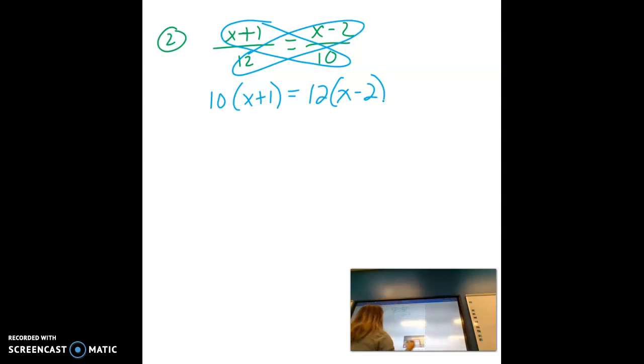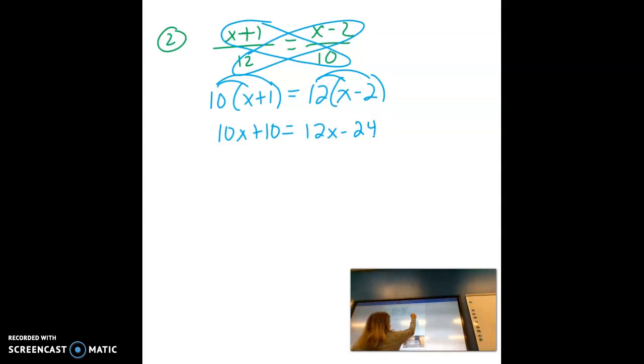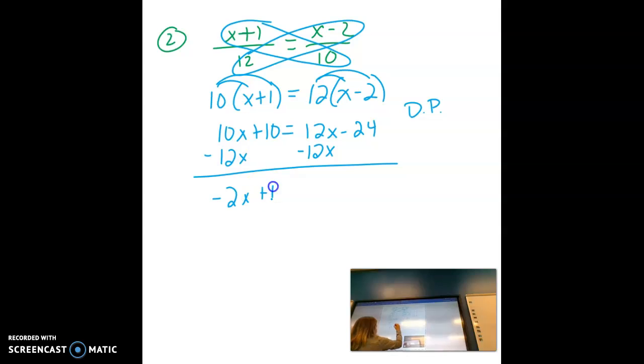Now I have parentheses, so I distribute 10 times x, 10 times 1. Equals, now I multiply by 12. 12 times x minus 12 times 2. So again, I use the distributive property. Now the next idea is I need to move the variables to the left. So to move the 12x, I subtract 12x. I get negative 2x plus 10 equals negative 24.